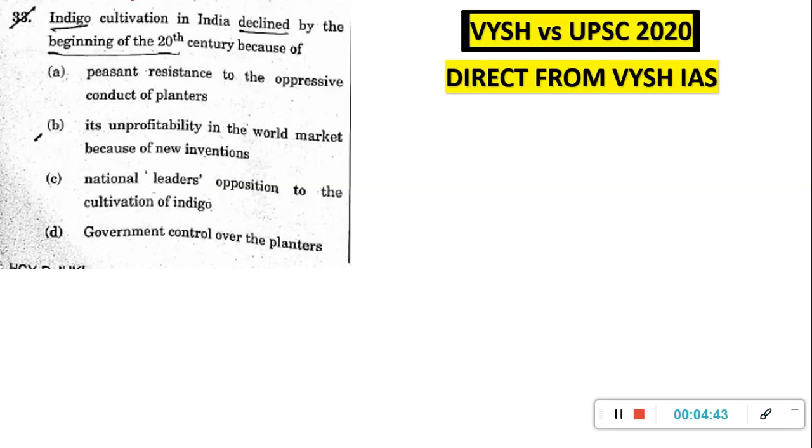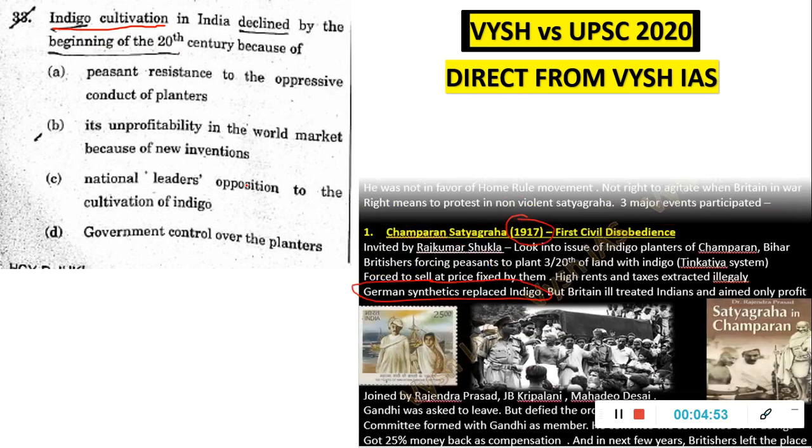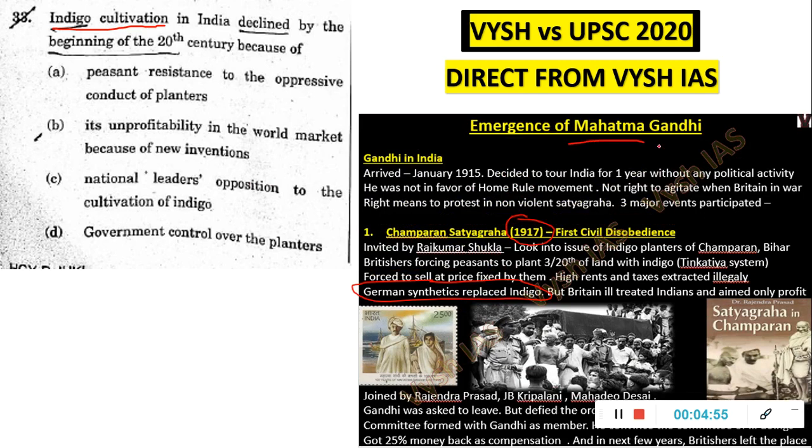Now, indigo cultivation in India declined by the beginning of the 20th century because, okay, why did it decline? So this is a very direct, easy spectrum question. If you see here, the emergence of Mahatma Gandhi, and then the Champaran Satyagraha. There, the Tinkathia system was there in Champaran, Bihar, and this Rajkumar Shukla invited Gandhi there, and he was joined by Rajendra Prasad, Kripalani, Desai. These are next year's potential questions.